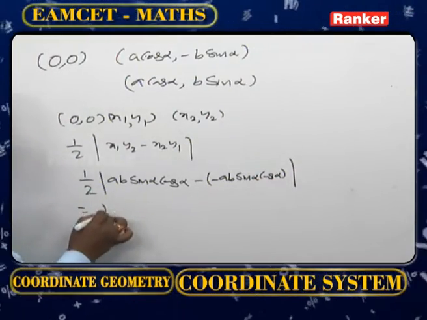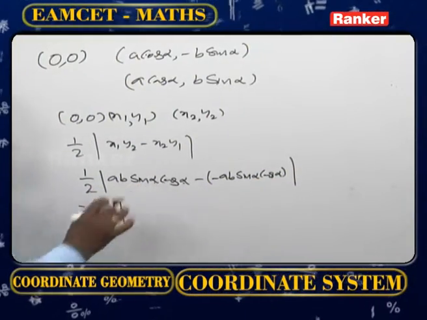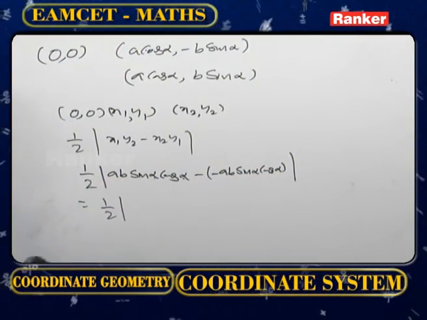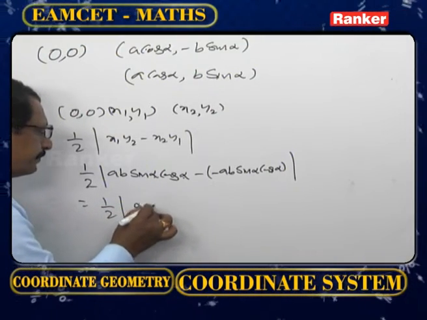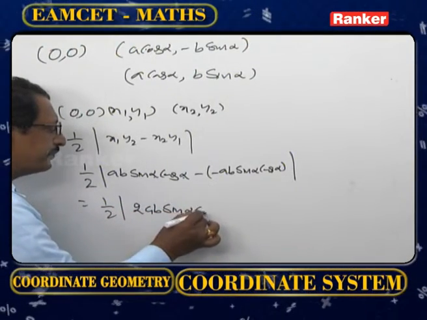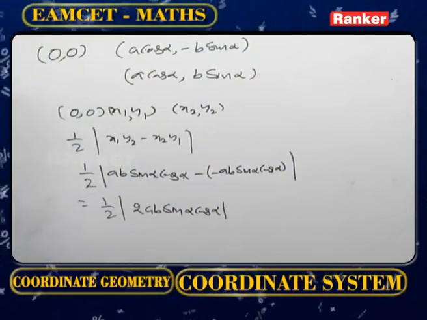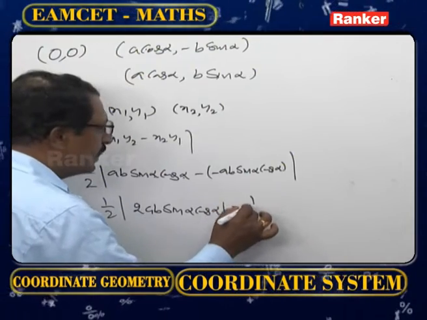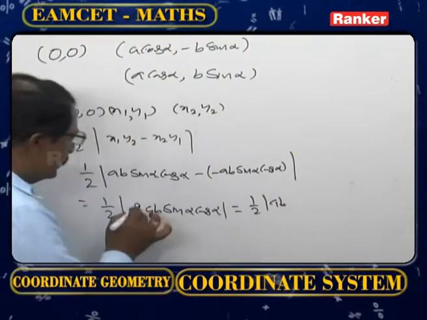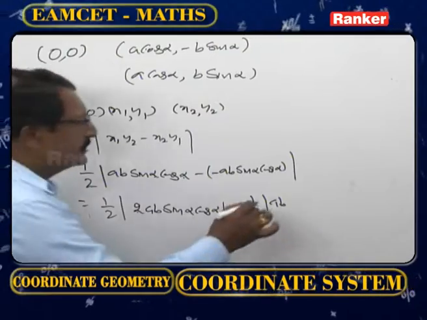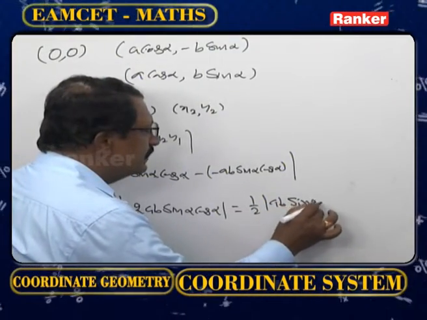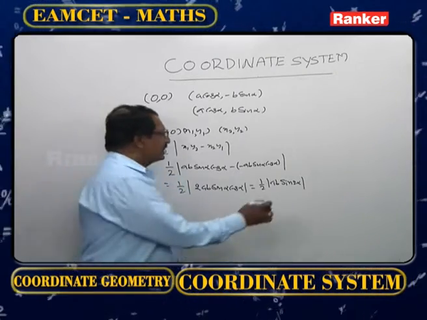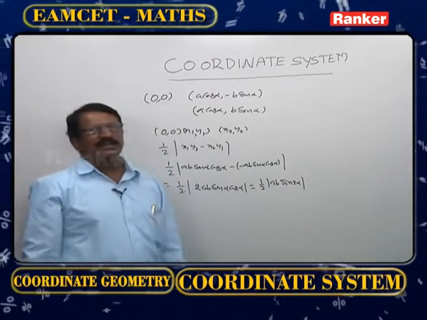Now that equals half times the modulus of ab sin alpha cos alpha minus (minus ab sin alpha cos alpha), which equals 2ab sin alpha cos alpha. Half times the modulus of 2ab sin alpha cos alpha equals half times the modulus of ab times 2 sin alpha cos alpha, which is sin 2 alpha. If sin 2 alpha is maximum, we get the maximum area of the triangle.